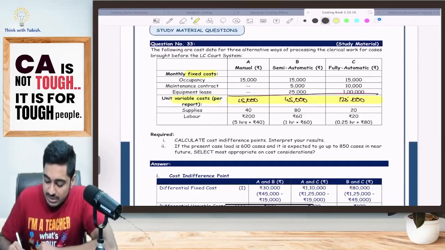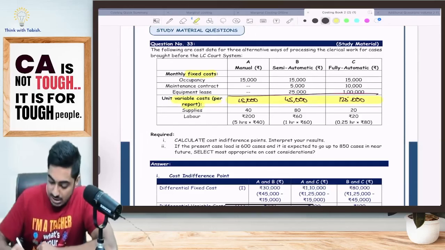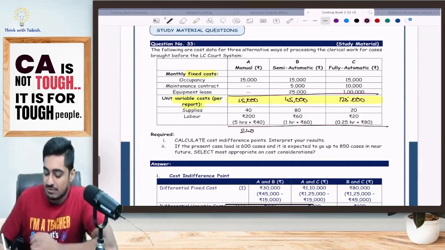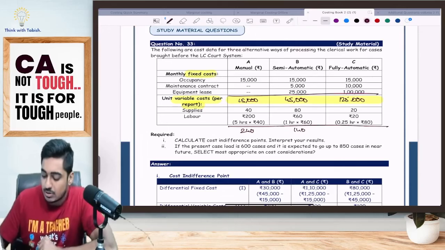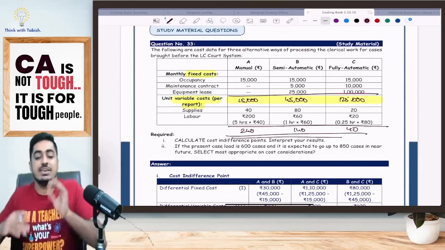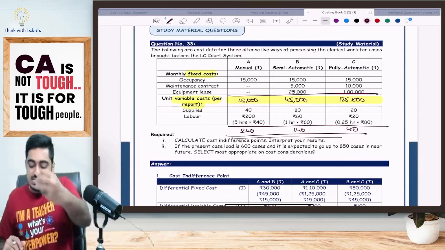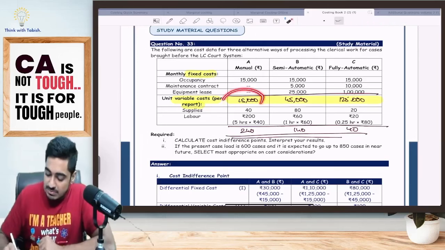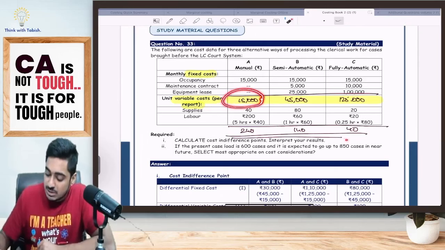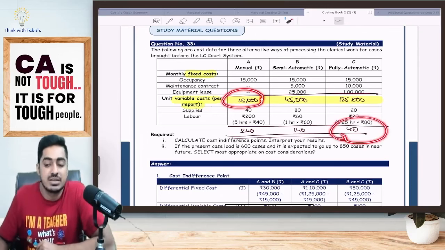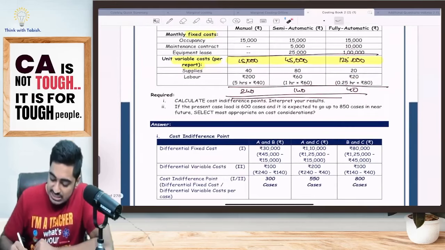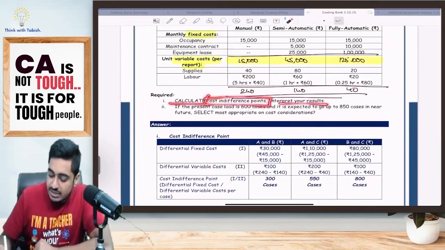Now, I will also be incurring my variable cost for every report. Pay attention. If I'm going for manual approach, 200 plus 40, 240. If I'm going for semi-automatic, 80 plus 60, 140. If I'm going for fully automatic, 20 plus 20, 40. Tell me, students, if I am taking a decision based on fixed cost alone, where my fixed cost is minimum, manual, that is best from fixed cost perspective. If I'm taking a decision from variable cost perspective, which one is better? Fully automatic is better. Yes or no? So I have to know which option I should use. The question is asking: calculate cost indifference point, interpret your results.